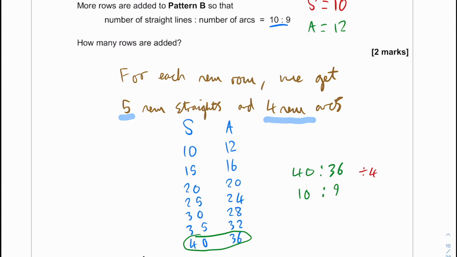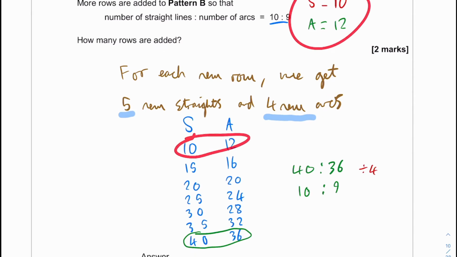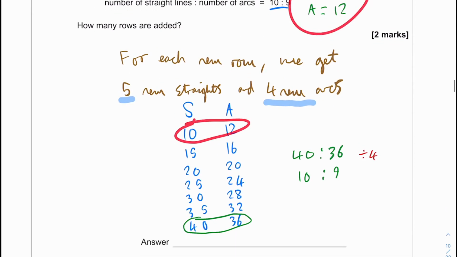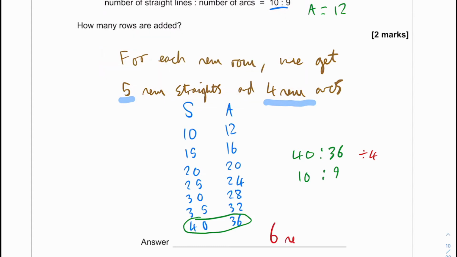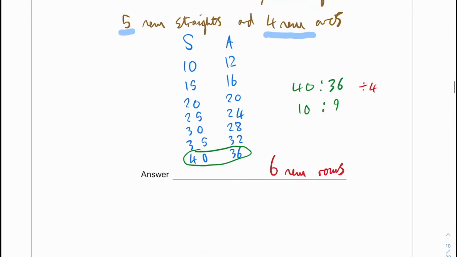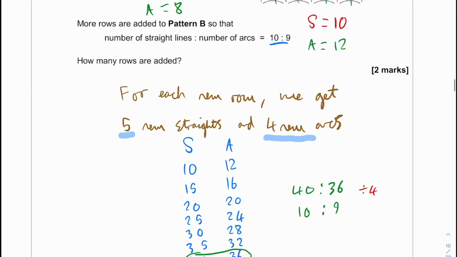So the actual question is how many rows are added. Okay, so we started with 12 and 10, which is our initial row here. So we've got 1 new row, 2, 3, 4, 5, and it's 6 new rows. So we can say that we need 6 new rows. That's quite a difficult question for 2 marks, but if you just follow this method, it's fairly straightforward, but there's quite a lot of work to get the 2 marks there.